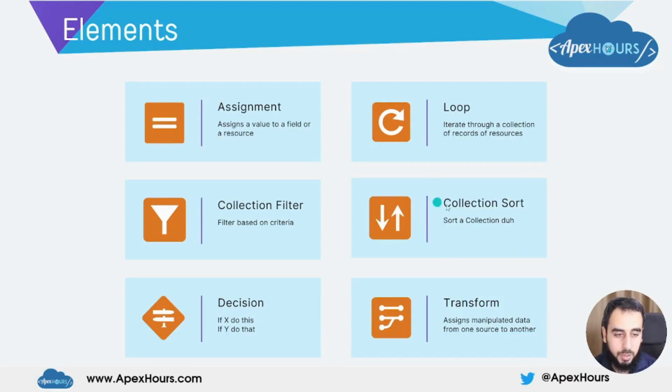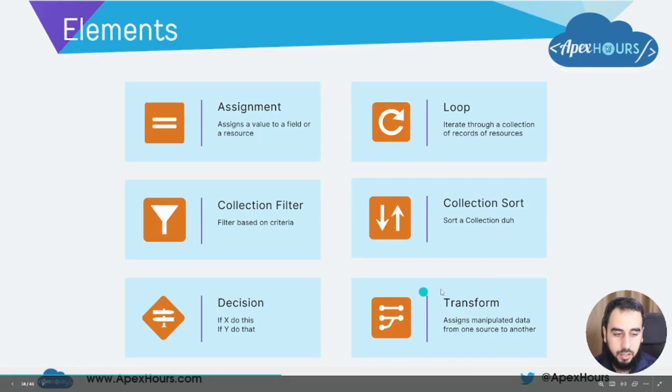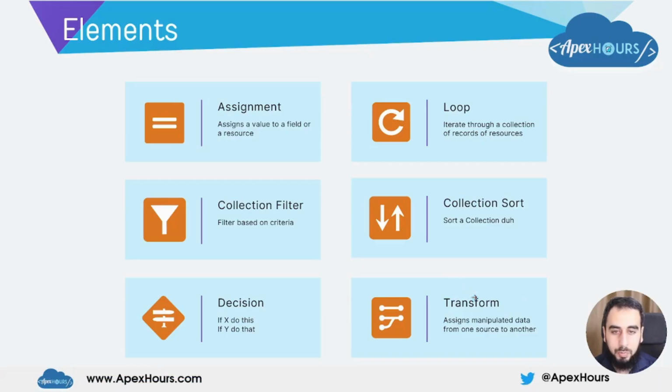A sort is basically to sort things based on a specific field. If we have a name field, then it can be an alphabetical sort. If we have an amount field or a number field, then it can be based on that number in an ascending or descending manner. And the last thing is a transform element. A transform element is like a combination of assignment and loop and formulas, a 3-in-1 kind of thing.